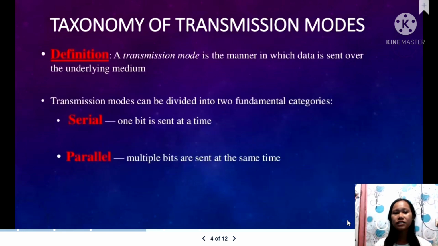A transmission mode is the manner in which data is sent over the underlying medium. Transmission modes can be divided into two fundamental categories, serial and parallel. When you say serial, one bit is sent at a time. When you say parallel, multiple bits are sent at the same time.